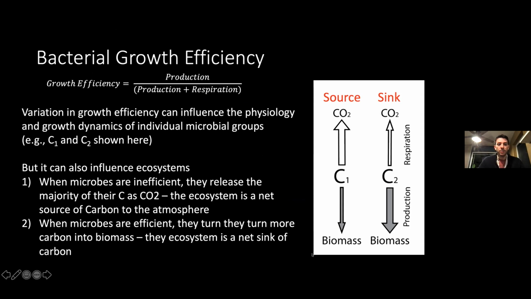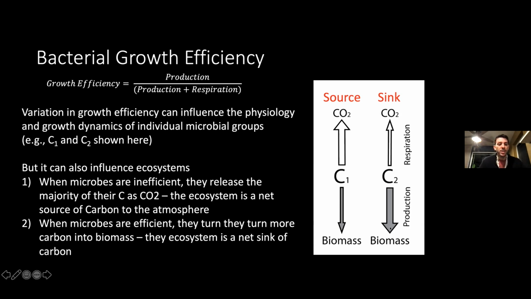Growth efficiency, or variation in growth efficiency, can influence the physiology and the growth dynamics of individual groups of microorganisms. For example, here on the right, I'm showing two model bacterial groups, labeled C1 and C2. In group C1, they're producing proportionally less biomass than CO2, meaning they're growing pretty inefficiently, and they're serving as a source of CO2 to the atmosphere. In population 2, labeled C2 here, they're growing more efficiently, so they're actually serving as a sink. They're actually contributing more to the burial of carbon in their ecosystem.